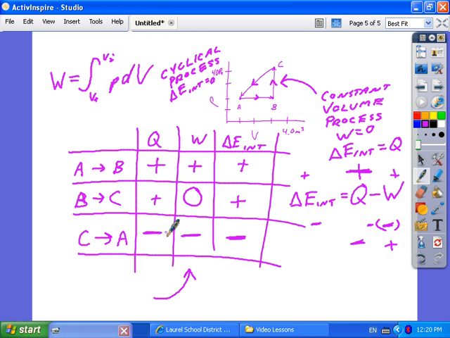So, here is your chart. Positive, positive, positive across the top for A to B. Positive, 0, positive from B to C. Negative, negative, negative from C to A. Okay, now that is the first part of this problem. The second part, it asks you for the total work done in the entire situation. So, anytime that you're talking about a cyclical process, the area enclosed by the curve is going to make up the work done in that process. So in this area here, what I'm shading in blue, this is going to be my total work done.